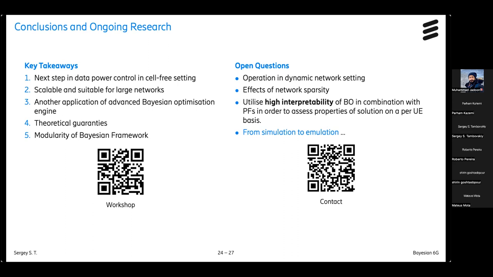Bayesian model. There are still open questions to discuss and write about, like how it will perform in dynamic network settings, how the sparsity of the network will affect the final results, and how we can even further utilize the high interpretability of Bayesian optimization and the Gaussian Pareto segregation in combination with all the Pareto frontiers to properly assess the transversality of the solution.